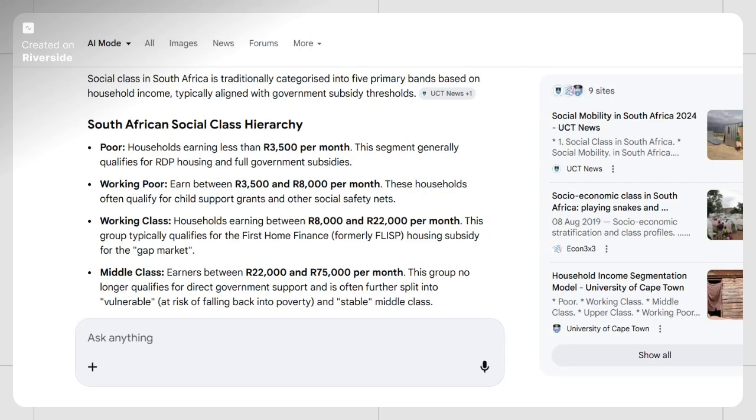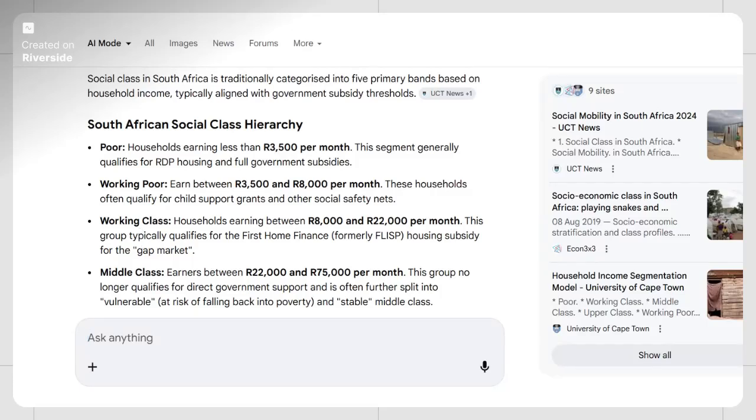After the working poor, then we got the working class. Households earning between 8,000 rand and 22,000 rand per month. This group typically qualifies for First Home Finance, formerly FLISP, a housing subsidy for the gap market. So if you are not working poor, you are working class, the household that earns about 8,000 rand to 22,000 rand.